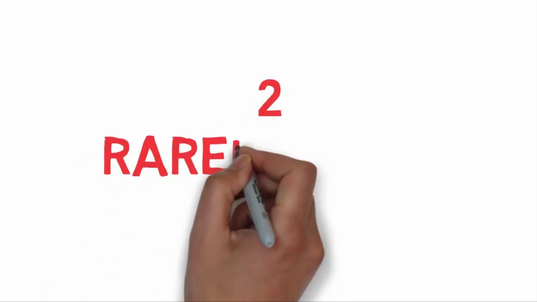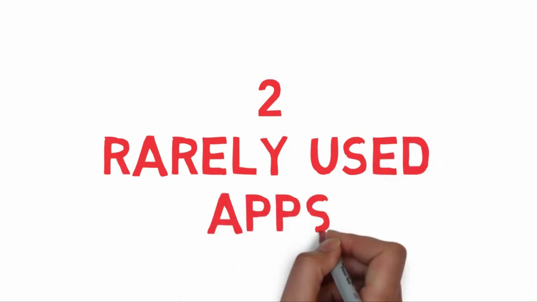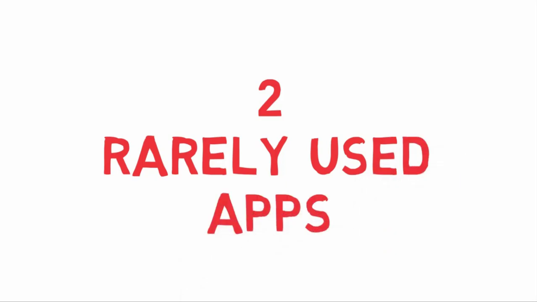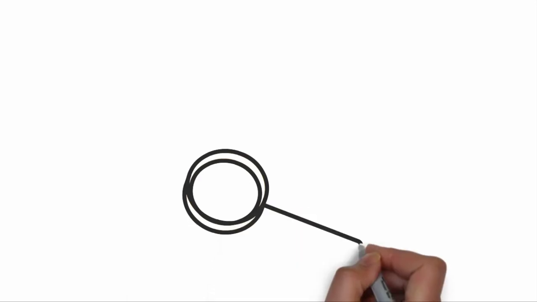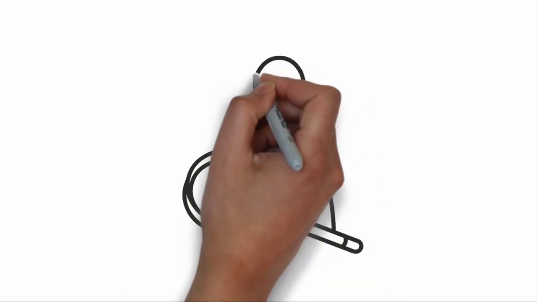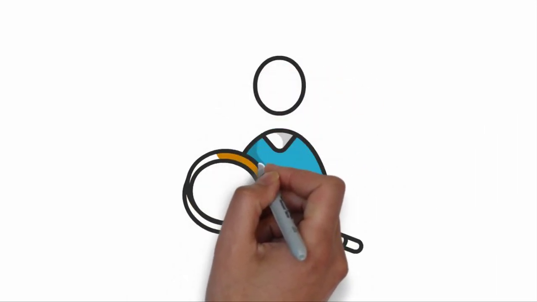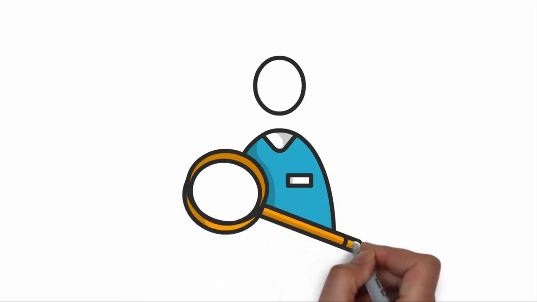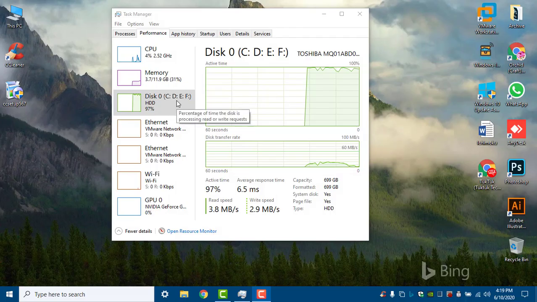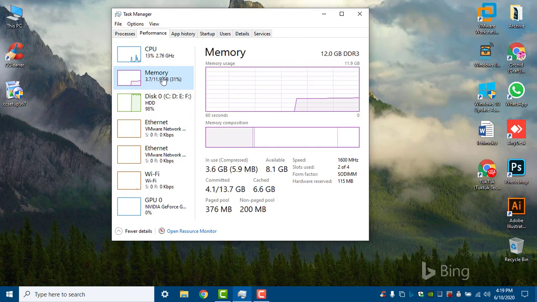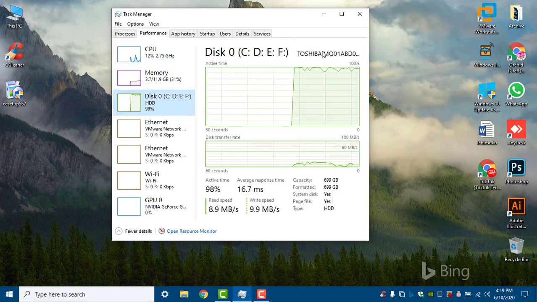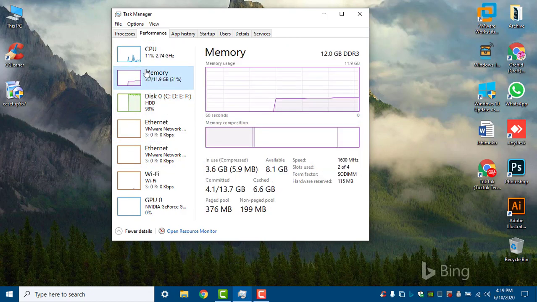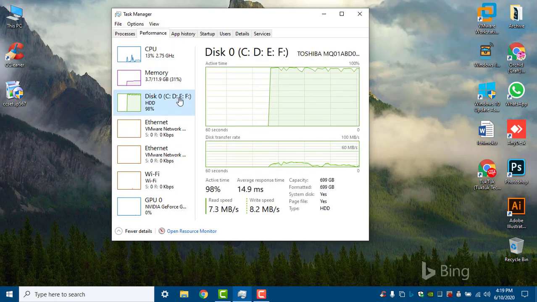Number 2. Disable rarely used apps. The Startup tab lists all the applications Windows automatically starts for your current user account. One reason your Windows 10 PC may feel sluggish is that you've got too many programs running in the background, programs that you rarely or never use. Stop them from running, and your PC will run more smoothly.